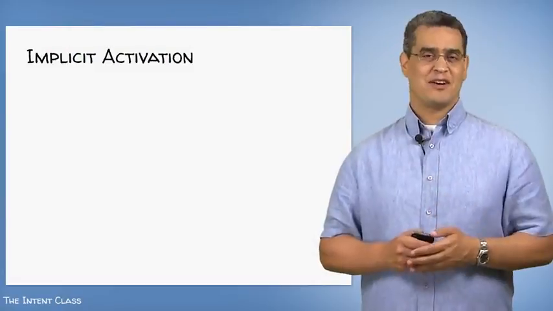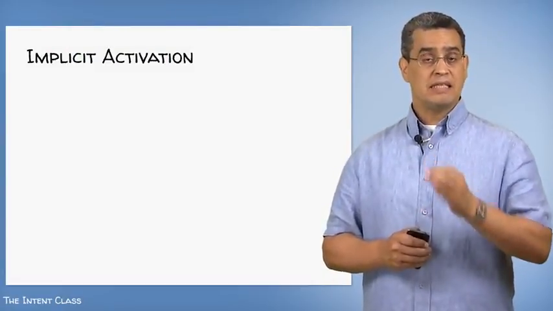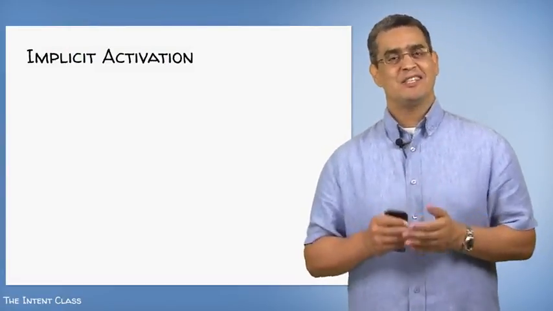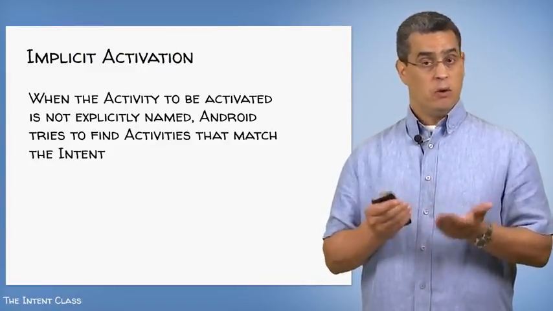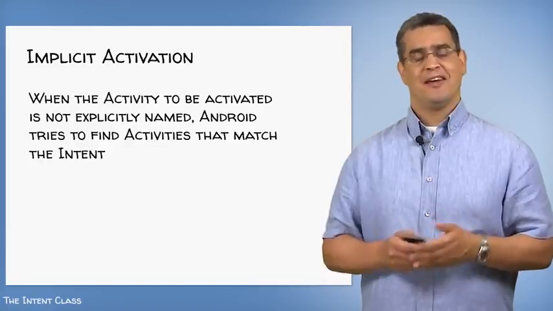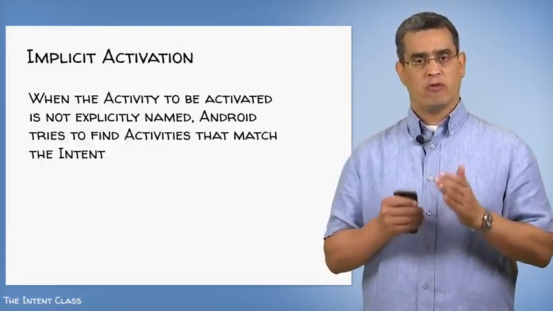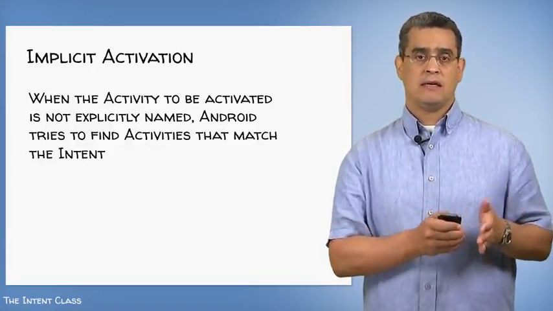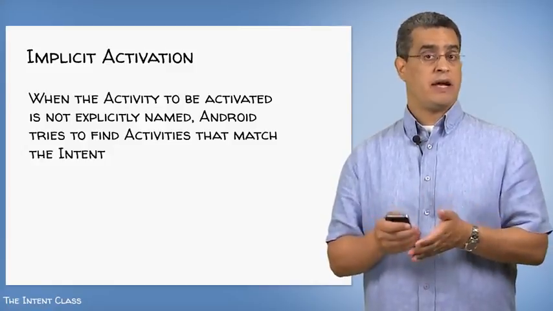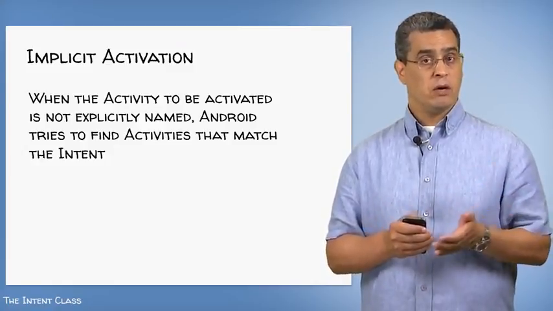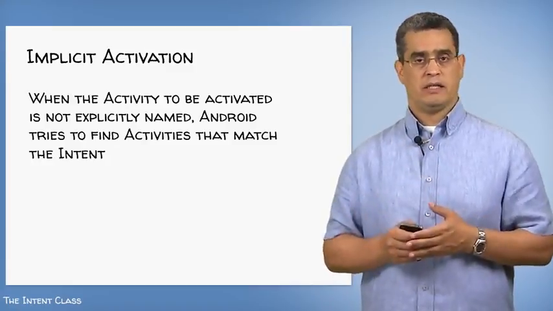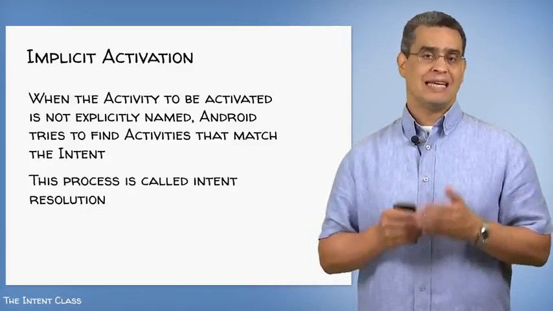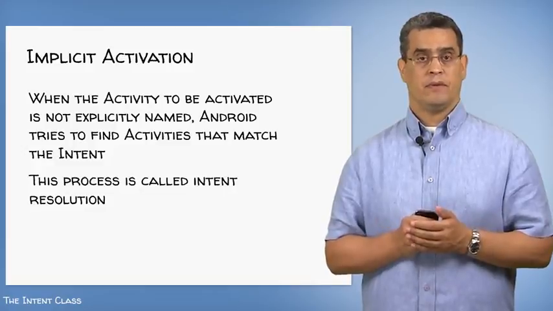The second way to start an activity is by implicit activation. In this situation, you haven't told Android which activity to start, so it has to figure it out on its own. What happens here is that Android tries to match the intent that was passed in to startActivity or startActivityForResult with the capabilities of activities that are on your device. And this process is called intent resolution.